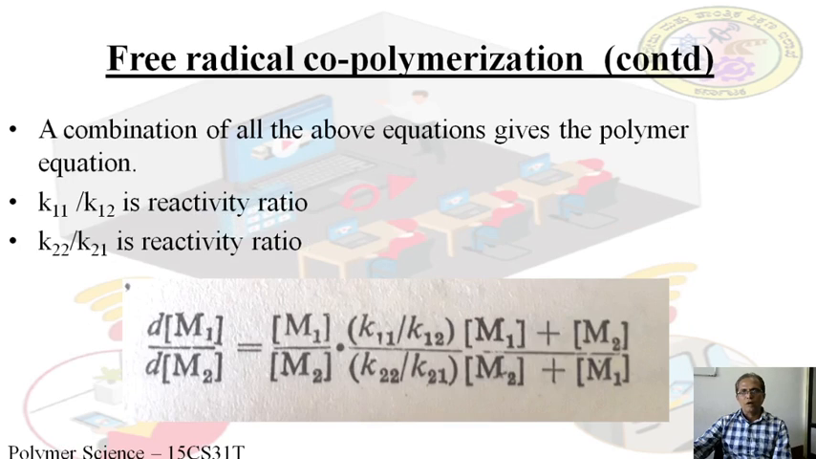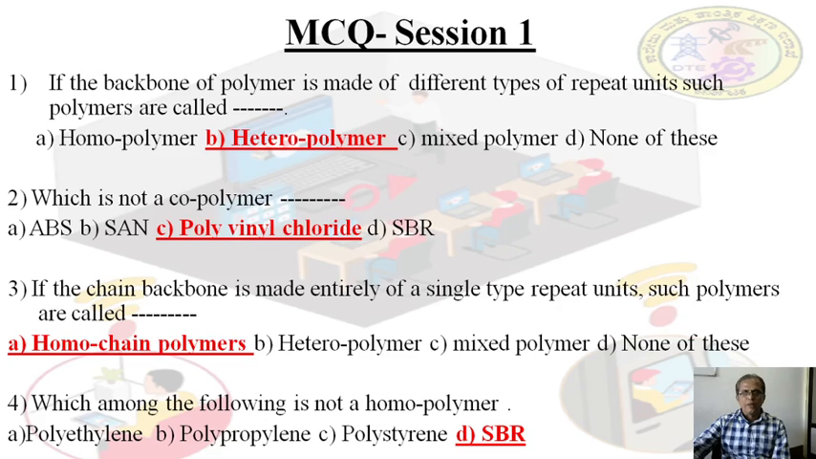The combination of all the above equations gives the polymer equation. So K11 divided by K12 is the reactivity ratio. Similarly, K22 divided by K21 is the other reactivity ratio.